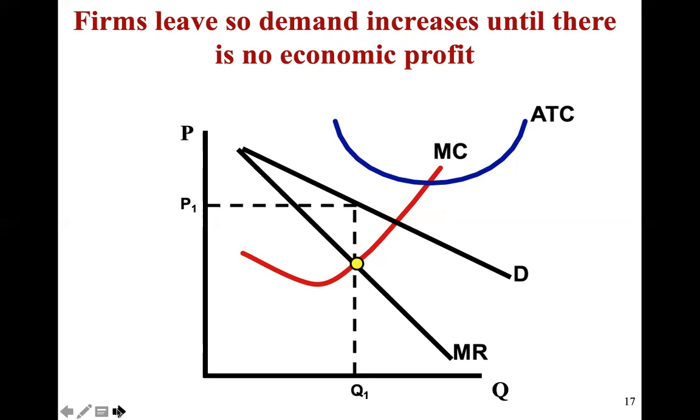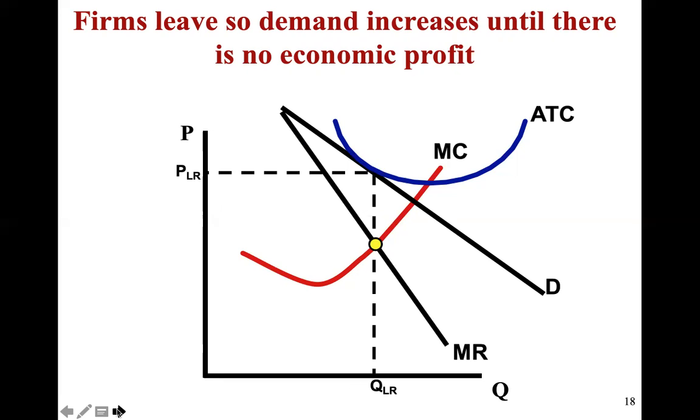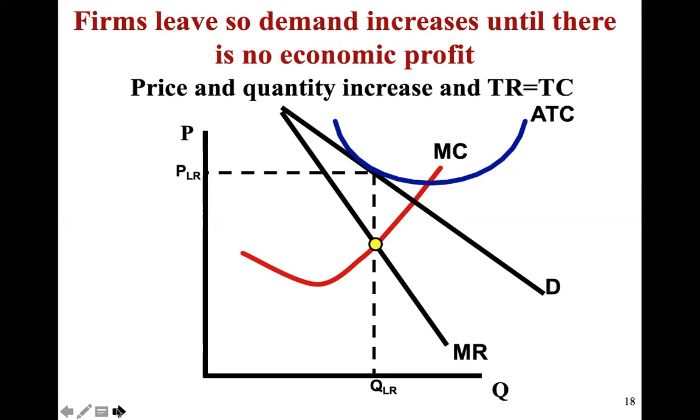I'm showing the animation a couple times over again. You can see here was the original starting point with a loss. As firms leave, our demand's going to increase until we make zero economic profit, where our price and quantity increase for us as an individual firm, and our total revenue equals our total cost.